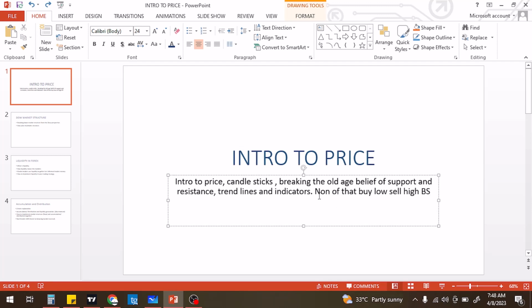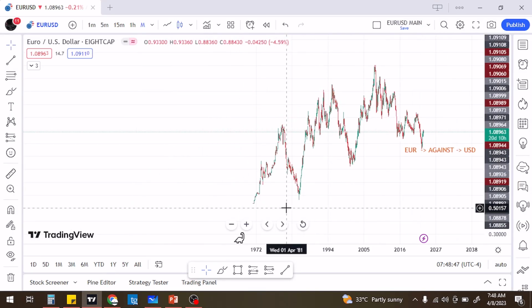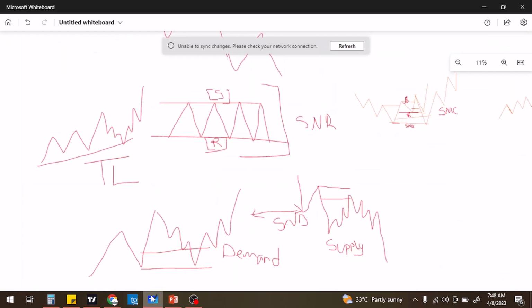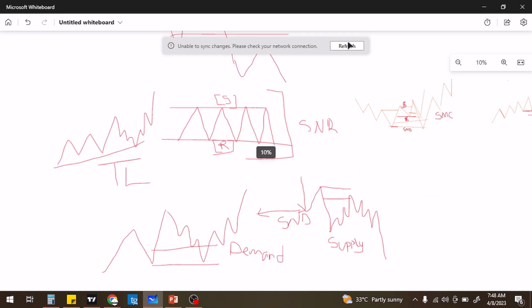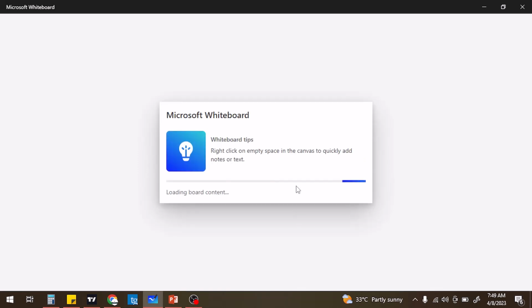Now it was breaking the old age belief of support and resistance, trend lines and indicators. Now I know a lot of traders, when you're just getting started and you're just trying to get your head around the trading journey, you might just get drawn into all this trend line stuff, all this support and resistance stuff. Now if I was to start learning afresh, I would have a faster journey by avoiding all of this trend line stuff, support and resistance stuff, and all this traditional stuff that a lot of traders are told to get started with.